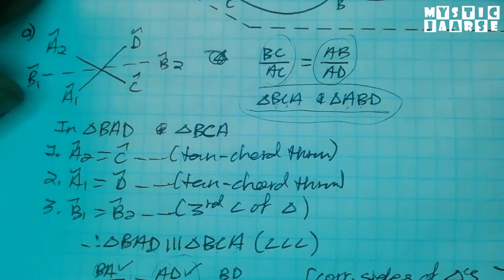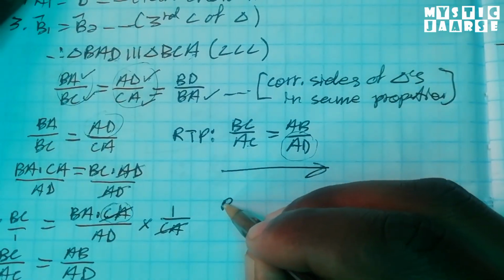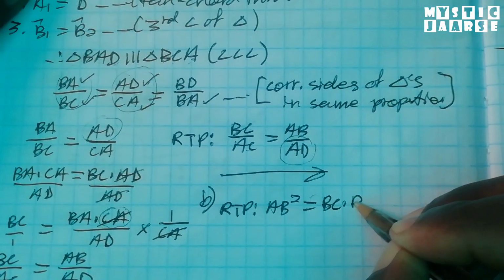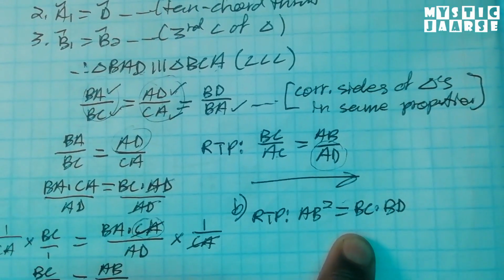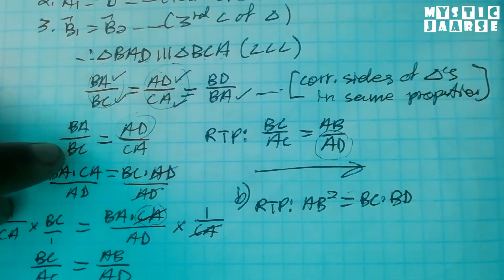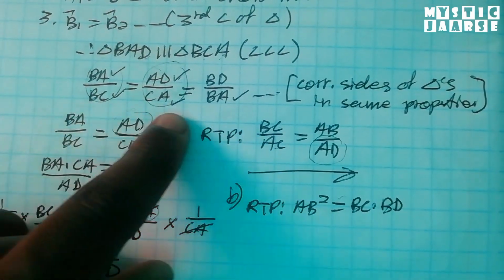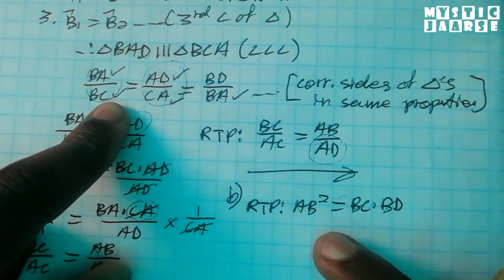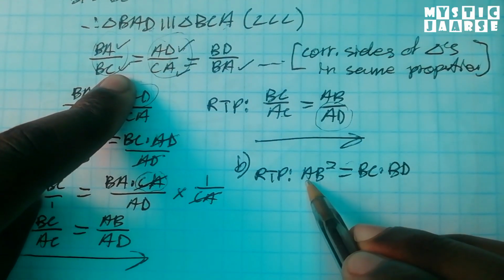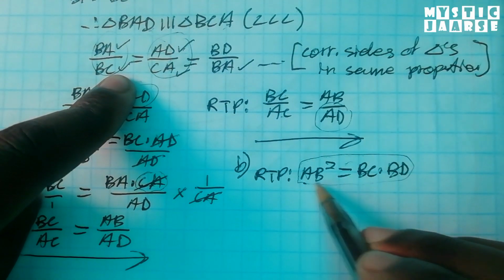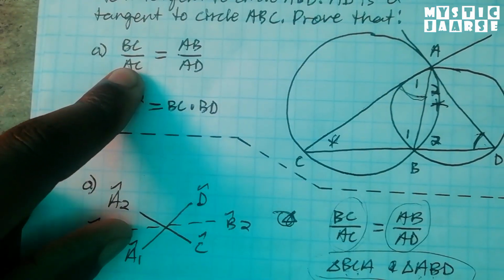Now B, we are required to prove that AB squared equals BC times BD. Now that we know that our two triangles are similar to one another, we can just always go back to our corresponding sides that are proportional and take out what they want us to prove. But then we need to put this in a form that we are used to. We need to make it a fraction like this one.